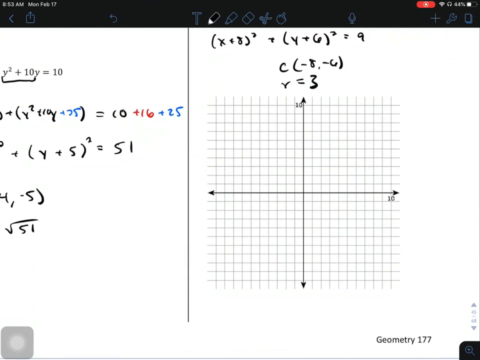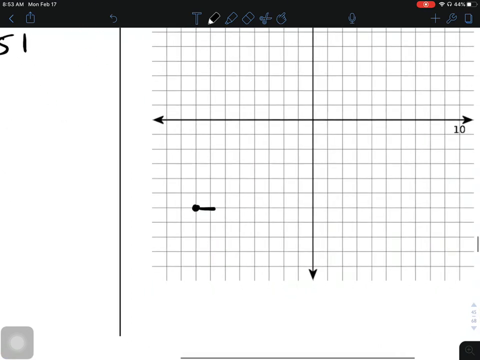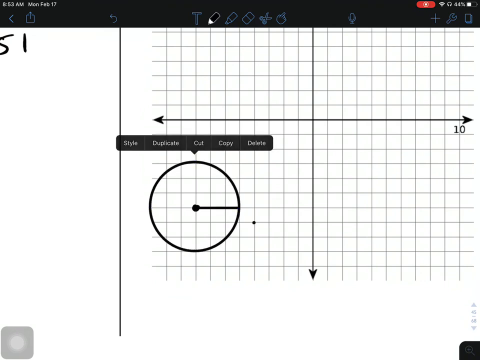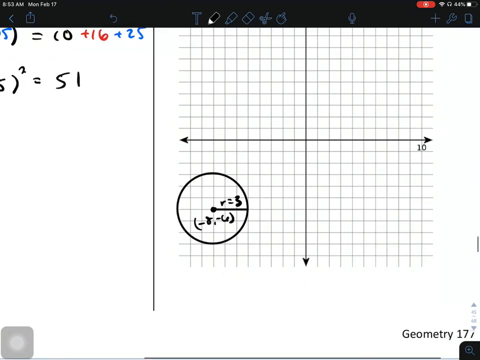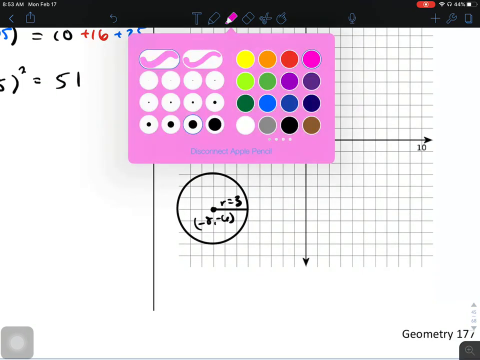Start from the origin, 1, 2, 3, 4, 5, 6, 7, 8 left, and then 1, 2, 3, 4, 5, 6 down. Count 3 in all directions, and you're going to get a circle that looks something like this. So we said the center was negative 8, negative 6, and the radius is 3. And let's color this little fella.